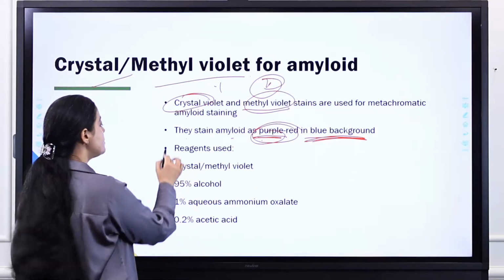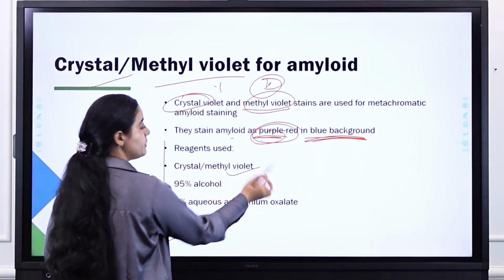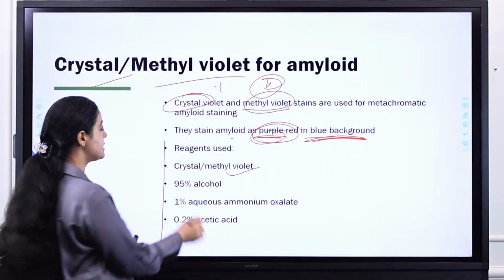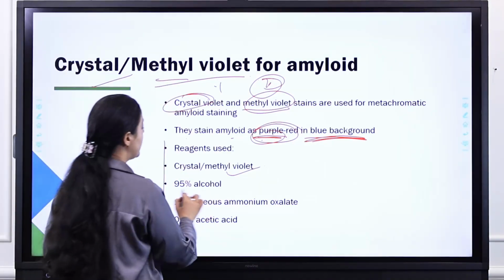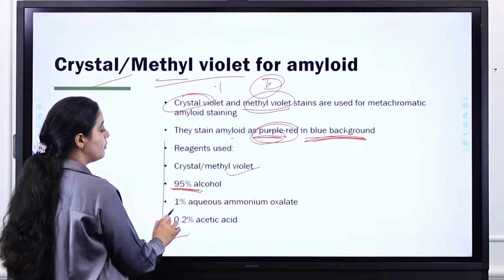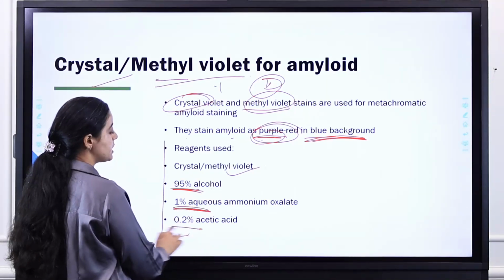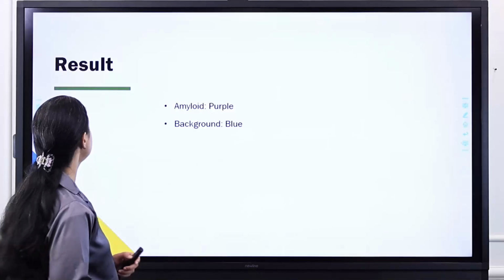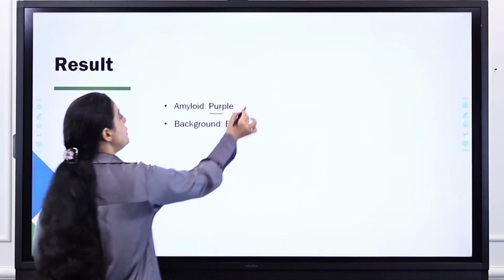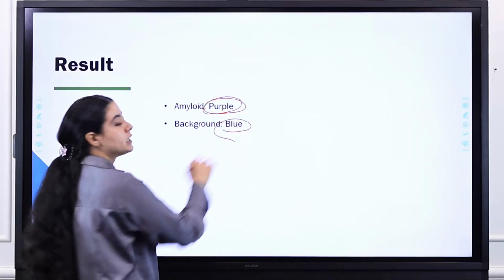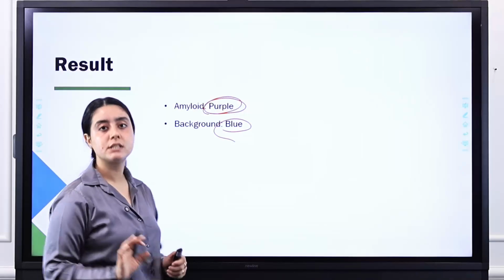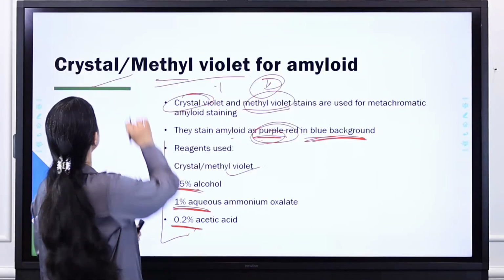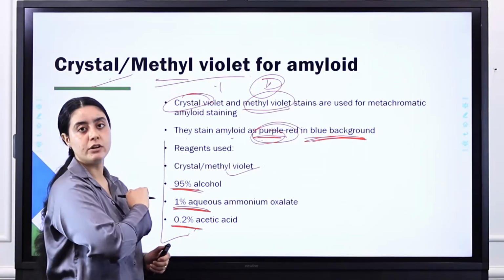What are the reagents used? Crystal and methyl violet, obviously our slides, our stains, 95% alcohol, 1% aqueous ammonium and 0.2% acetic acid. So these are the reagents. What will be the result? Amyloid will be purple and the background will take the blue color. So this is our crystal methyl violet amyloid staining.